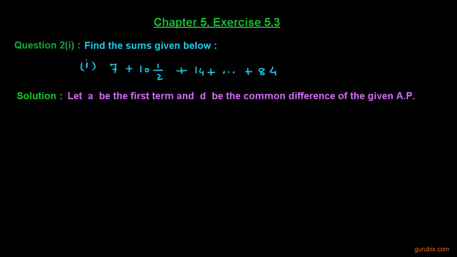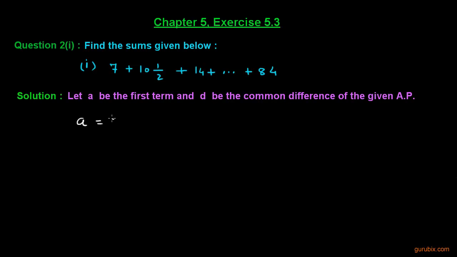First, let A be the first term and D be the common difference of the given AP, and there are two parts of this question. First we have to find out the number of terms in this series, and secondly we have to find out the sum. So let us see how to solve this question. Let A be the first term and D be the common difference.